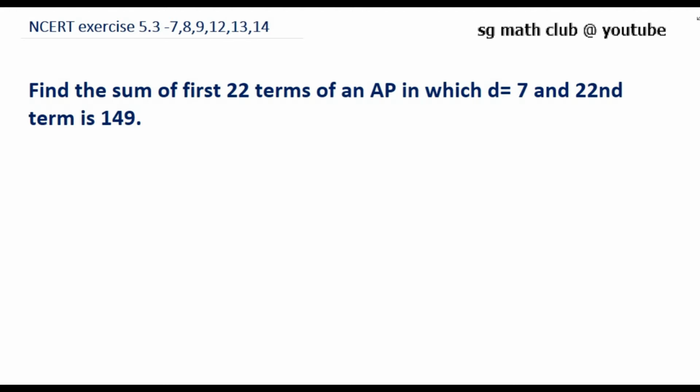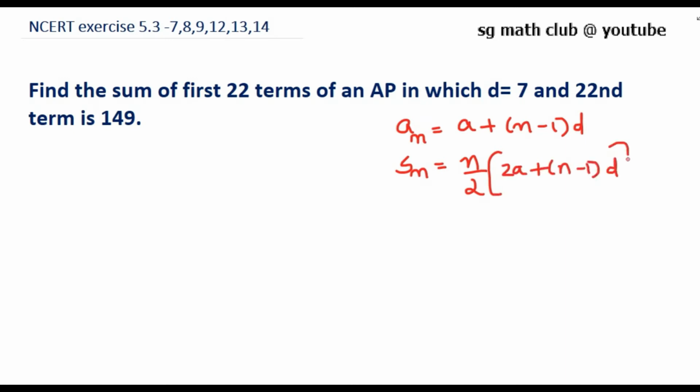So the first question is, find the sum of first 22 terms of an AP in which d equal to 7 and 22nd term is 149. We need two formulas here. First is the nth term of AP, an equal to a plus n minus 1 into d. The second one, sum of n terms of AP is given by n by 2 into 2a plus n minus 1 into d. So here they have given d as 7 and 22nd term is 149.